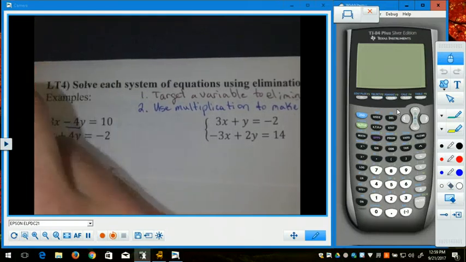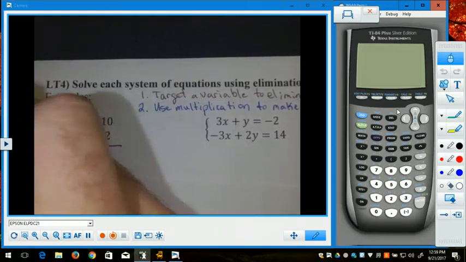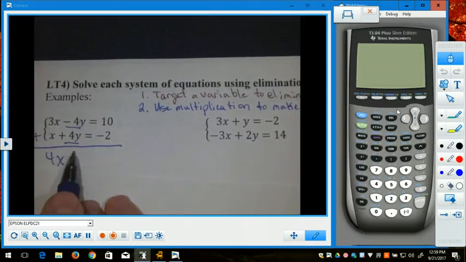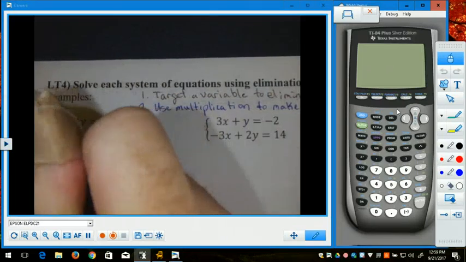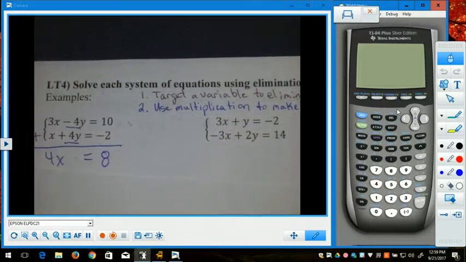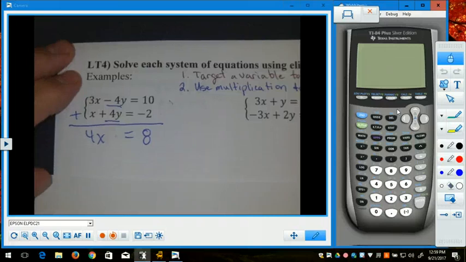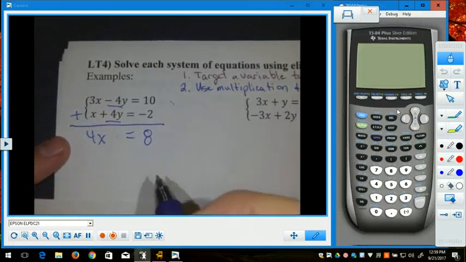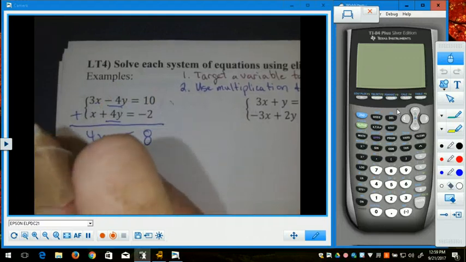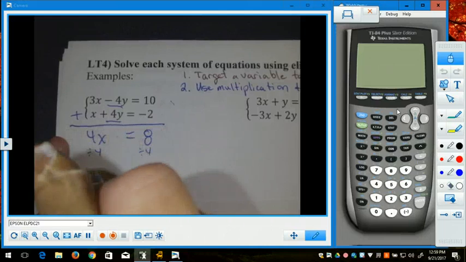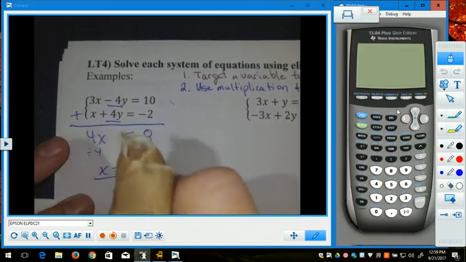So if I add these two equations together, this gives me 4x. The y's are eliminated, so there is 0y. And 10 plus negative 2 is 8. So I have 4x equals 8. Just using this is the addition part of elimination. Now I can solve this for x. Since 4x equals 8, if I divide both sides by 4, x equals 2.